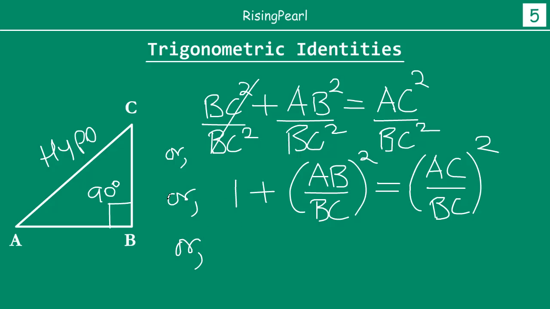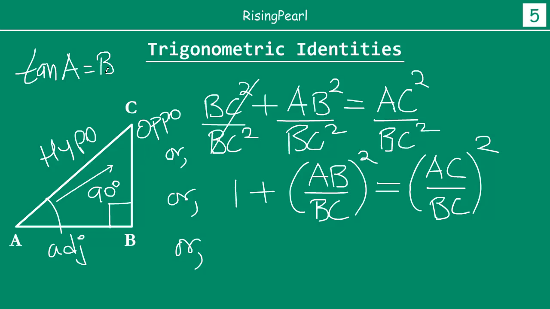Now if you look at this triangle, if you think about this angle, angle A, this is our opposite side and this is our adjacent side. So AB by BC is really cot A. Remember that tan A is opposite side by adjacent side, which is BC by AB. So cot A will be the reciprocal of this. So AB by BC will be cot A.